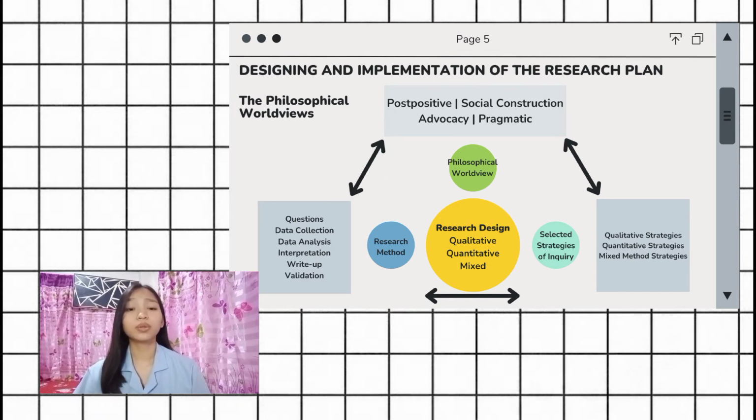The traditional form of research has been represented by post-positivists or post-positive assumptions, which hold true more for quantitative research than qualitative research. This worldview is also known as the scientific method or doing science research. Next is social construction.